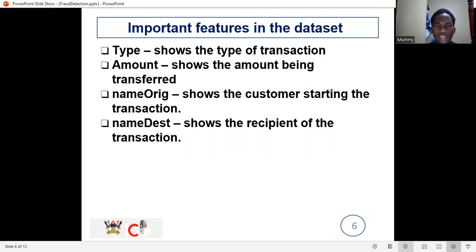Important features in the dataset include the type, which shows the type of the transaction being made. Amount shows the amount of money being transferred from one account to another. NameOrig shows the origin of the transaction, like the customer starting the transaction, the person sending the money to another account. And NameDest shows the receiver of this money, the recipient of the transaction, like the account receiving the money.